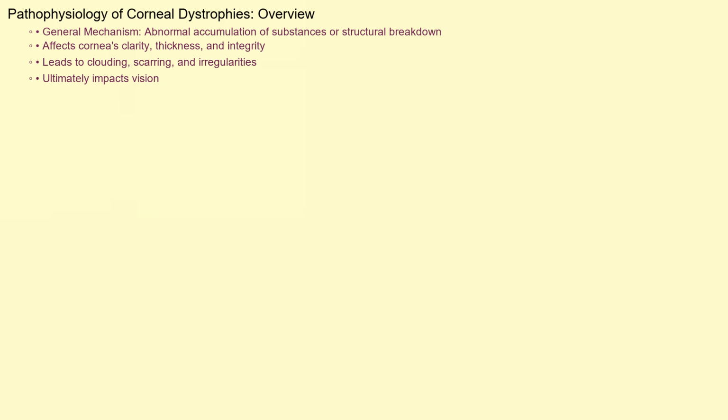The pathophysiology of corneal dystrophies varies depending on the specific type, but the general mechanism involves the abnormal accumulation of substances within the cornea or the structural breakdown of corneal tissue. These abnormal deposits or changes can affect the clarity, thickness, and overall integrity of the cornea. Over time, this can lead to clouding, scarring, and irregularities on the corneal surface, which ultimately impacts vision.